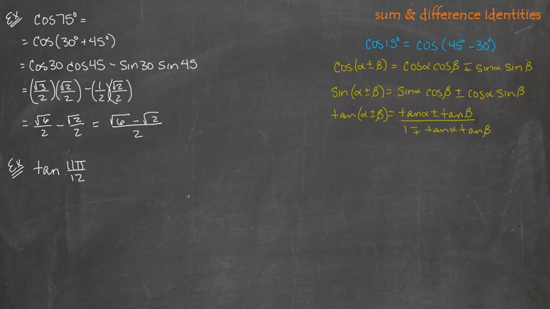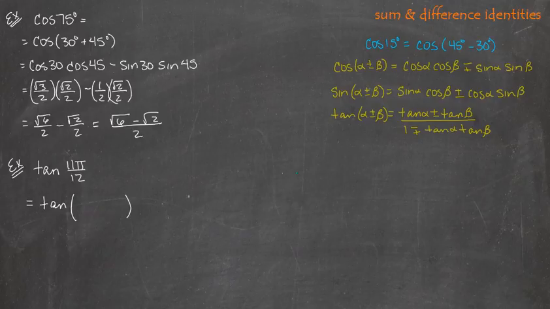So we don't have a reference, a common angle value for tangent of something pi over 12. So we're going to have to rewrite this as the tangent of two trig angles that we know the tangent of, that add to give you, or subtract to give you 11 pi over 12. Now I'm going to show you a little trick that's very useful in a case like this.